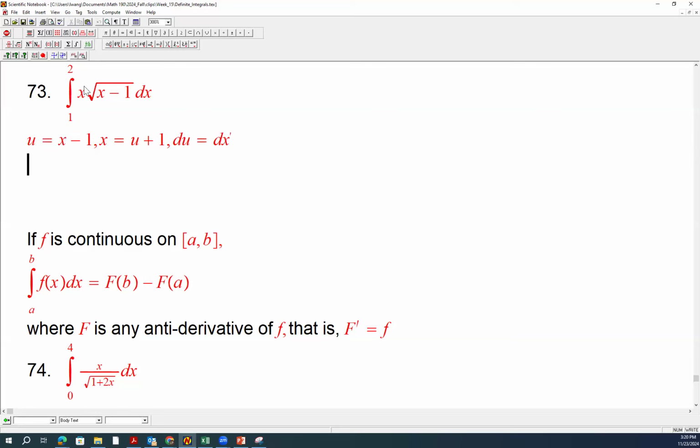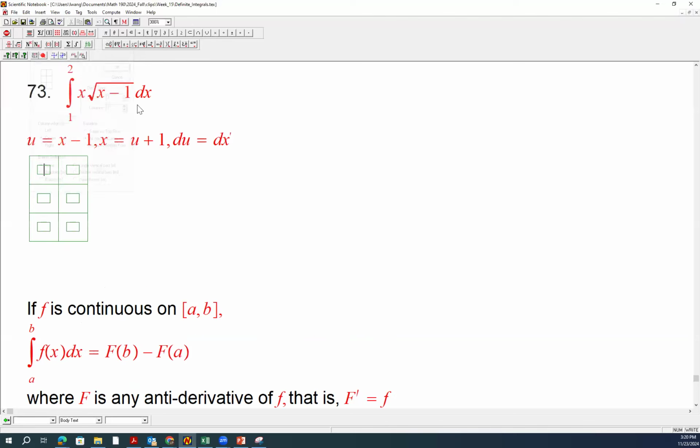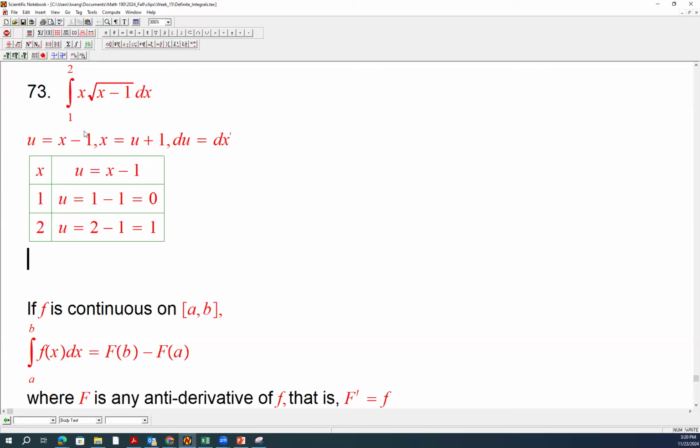And then the interval change. So we got x, we got u. x changes from 1 to 2. When x equals 1, u is 1 minus 1, which is 0. And when x equals 2, u will be equal to 1. So the interval changes from 1 to 2 to 0 to 1. So now we're ready to do the substitution.